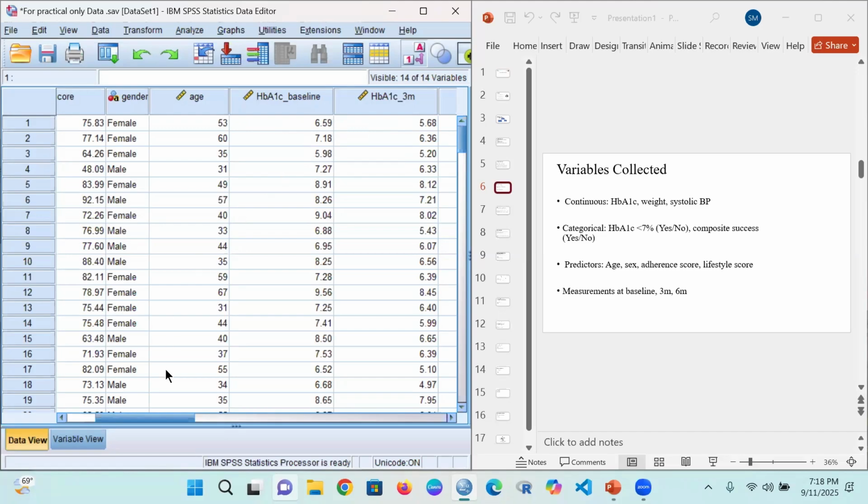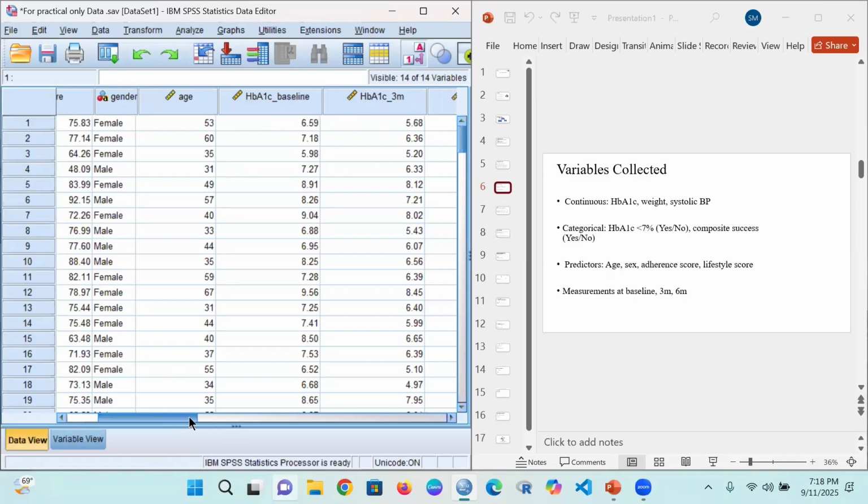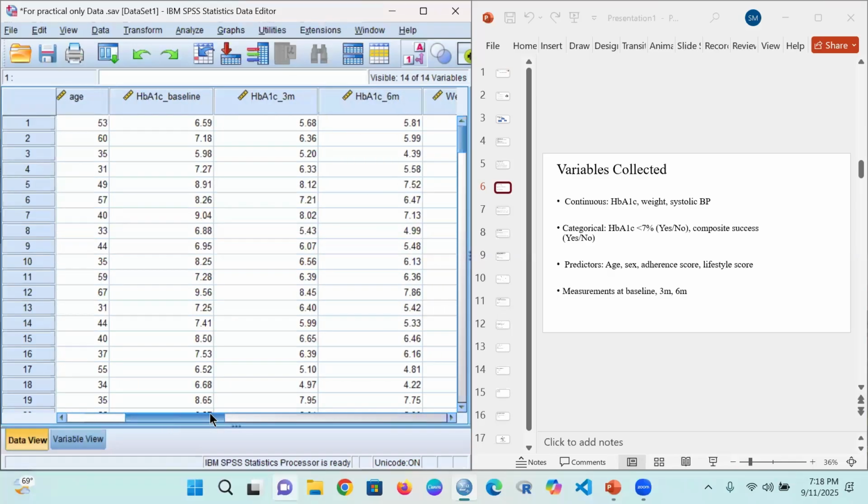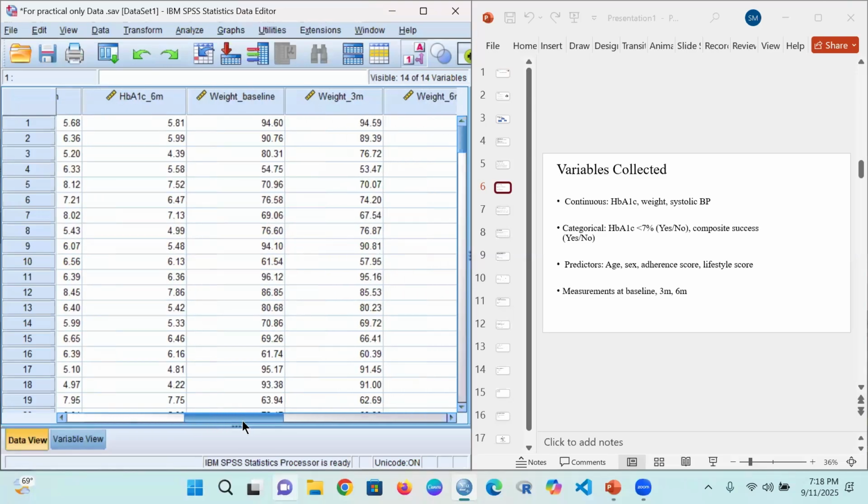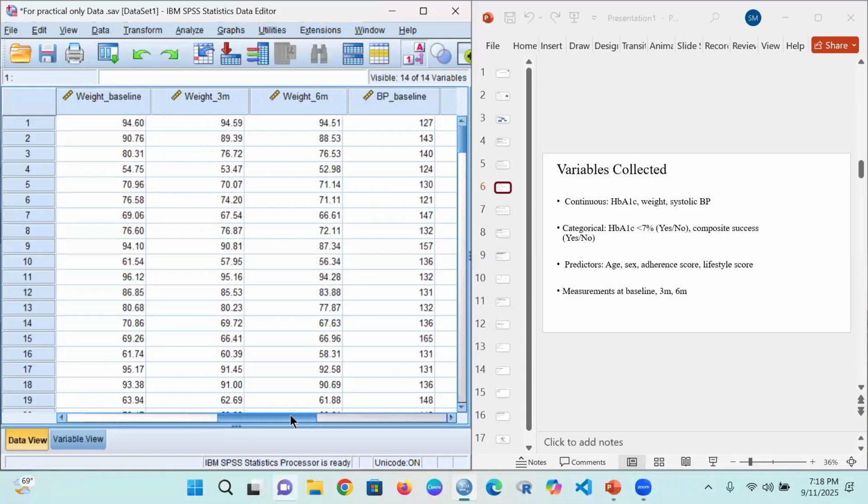Then we get to the HbA1c 3M. 3M means after 3 months. So the patient came after 3 months to conduct that test again, and it was recorded. Also, the patient came after another 3 months, that is the third time, which is 6 months. That is where I've recorded 6M. The HbA1c was also conducted at that time and recorded. The weight was recorded at the same times, in the first visit, the second visit, and the third visit.